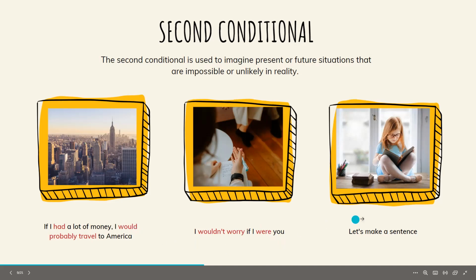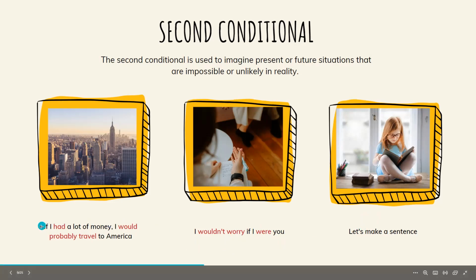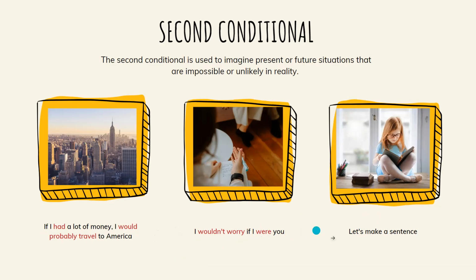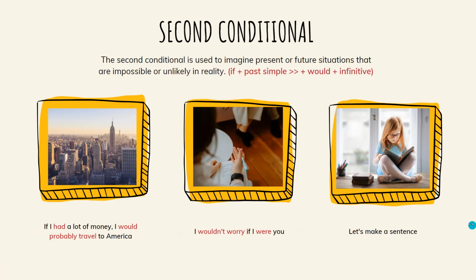So guys, now stop the video and try to make the structure, okay? Analyze the sentences: what kind of tense we are using in the condition clause and what kind of tense we are using in the result clause. Give it a think, and a second later, I will show the structure. So by the way, you can make a sentence with this picture again and leave it in the comment section.